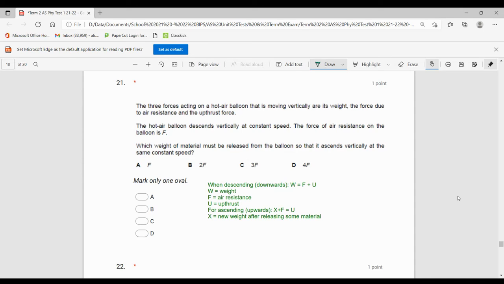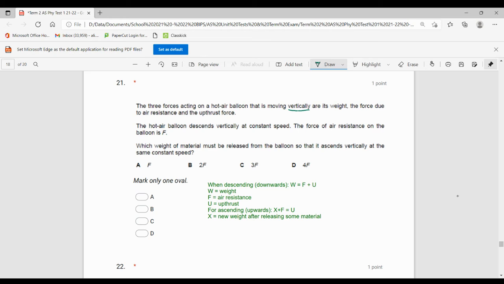Right, so we are going to solve this question, which is related to forces. The question says there are three forces acting on a hot air balloon that is moving vertically. I will just keep underlining. The three forces are weight, force due to air resistance, and the upthrust force.